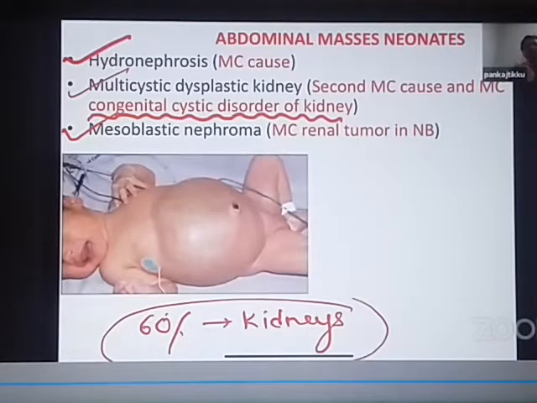Mesoblastic nephroma is the most common tumor of the kidney in newborns. And multicystic dysplastic kidney is the most common congenital cystic disorder of the kidney.